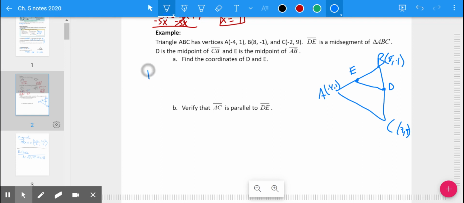E would be the midpoint of A and B. So we take -4 plus 8. Those are the x values, divided by 2. And then 1 plus -1. Those are the y values, divided by 2. And -4 plus 8 is 4, and that divided by 2 is 2. -1 plus 1 is 0, so divided by 2 is 0. So my coordinate here is (2, 0).